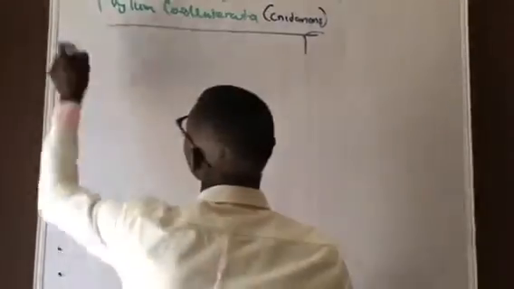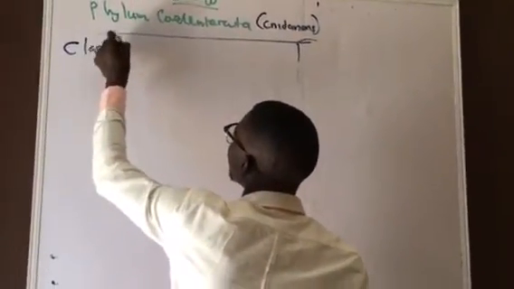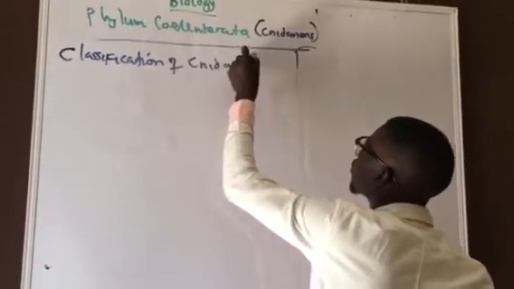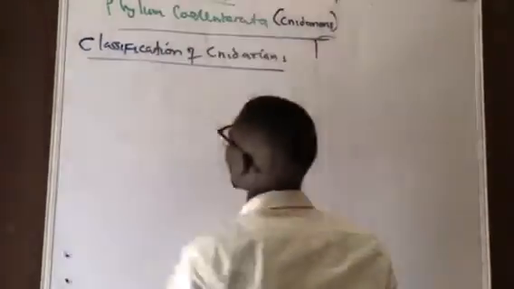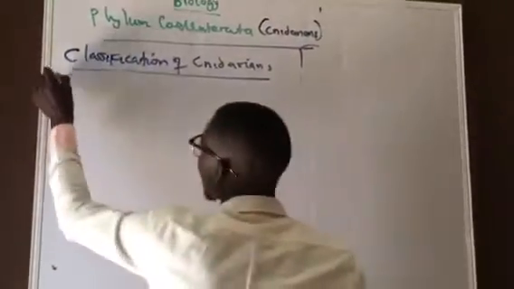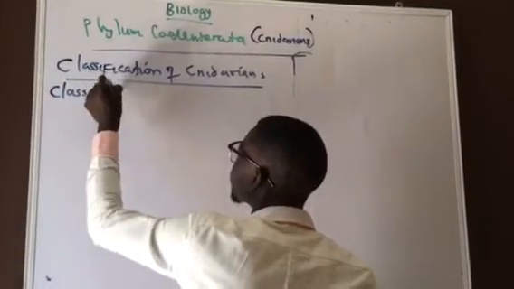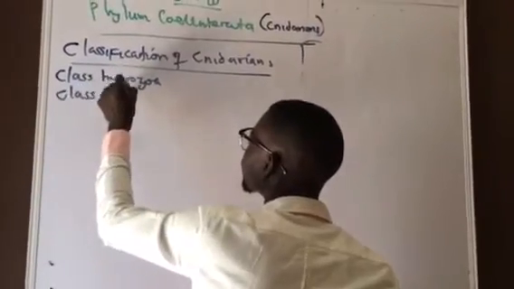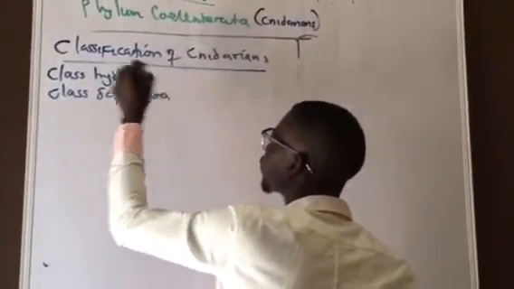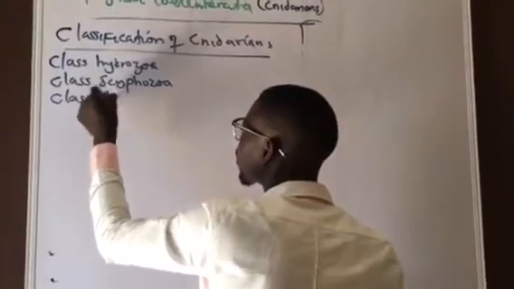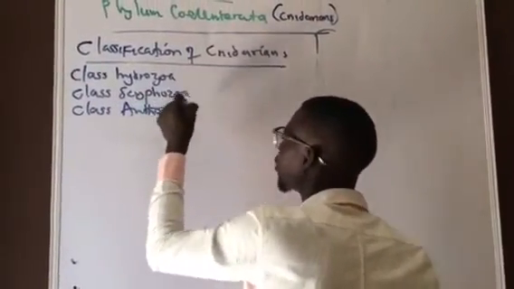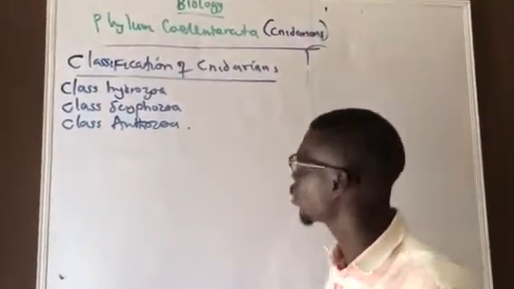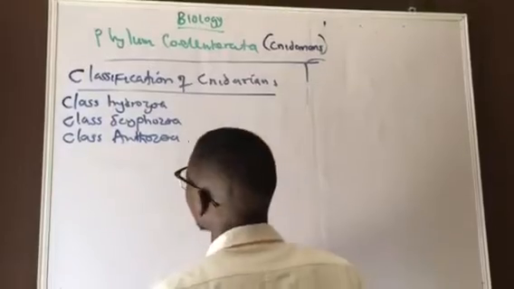So when we talk about the classification of Cnidarians or Coelenterata, we have class Hydrozoa, class Scyphozoa, and class Anthozoa. Those are the three main groups. We're going to understand the characteristics and compare the differences based on the characteristics they possess.